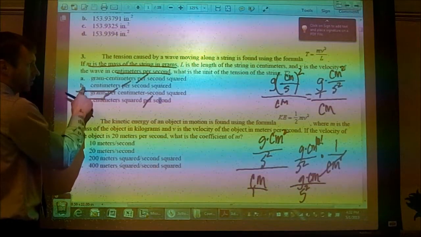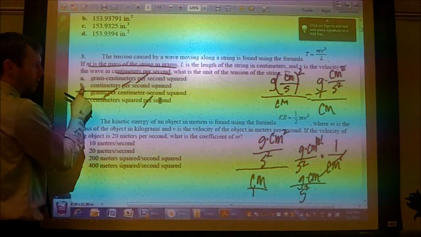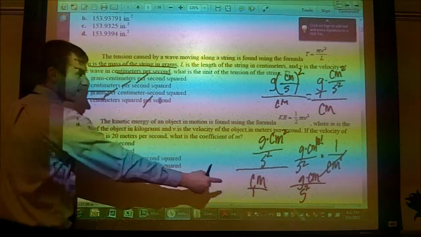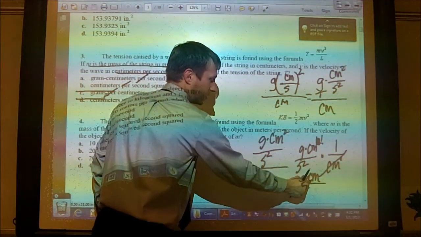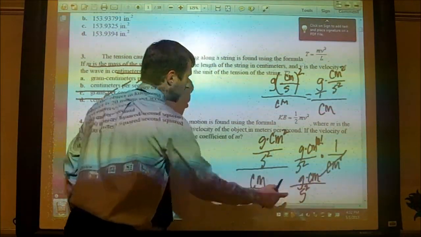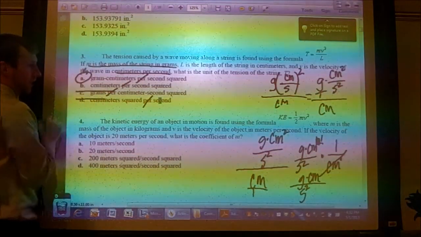And I notice in my first answer, right, it has grams, but the B does not, okay? I have grams still here. I have grams times the centimeters per second squared. Our best choice is A.